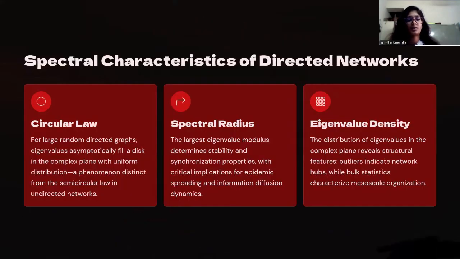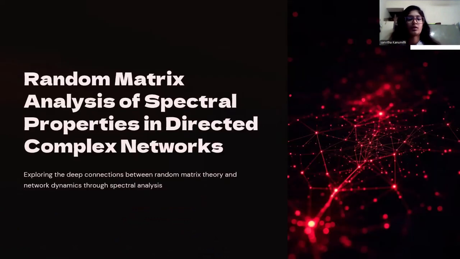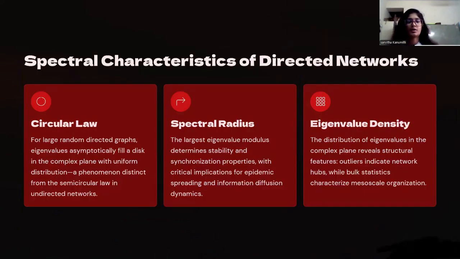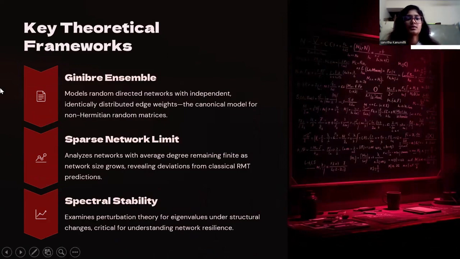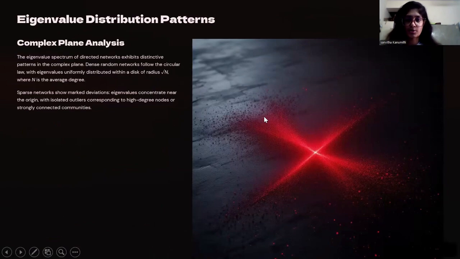So let us revise once again. The random matrix theory analysis of spectral properties in directed complex networks is about exploring the deep connections between random matrix theory and network dynamics through spectral analysis. And here we go with the spectral characteristics of directed networks, which are three: one is the circular law, second one is the spectral radius, and third one is eigenvalues. And next, the theoretical frameworks are the Ginibre ensemble, sparse network limit, and spectral stability.